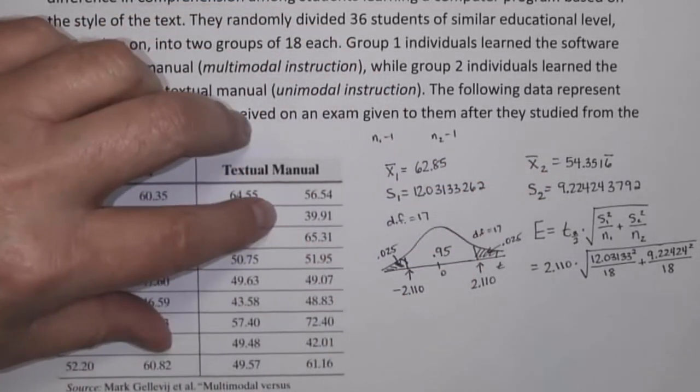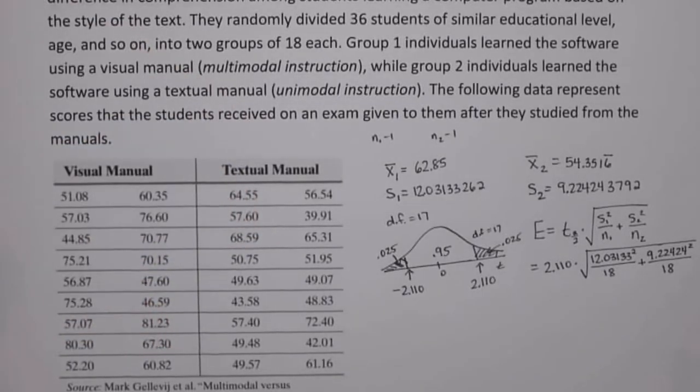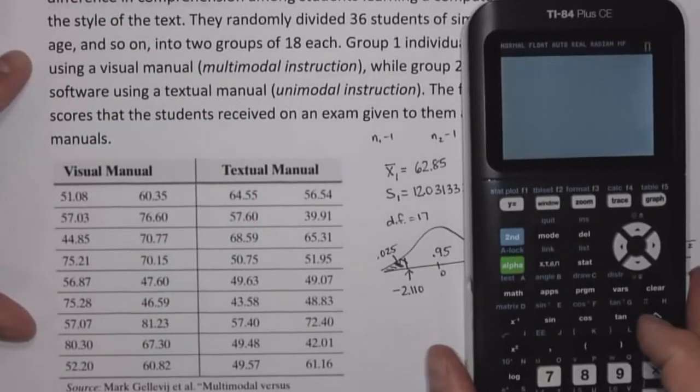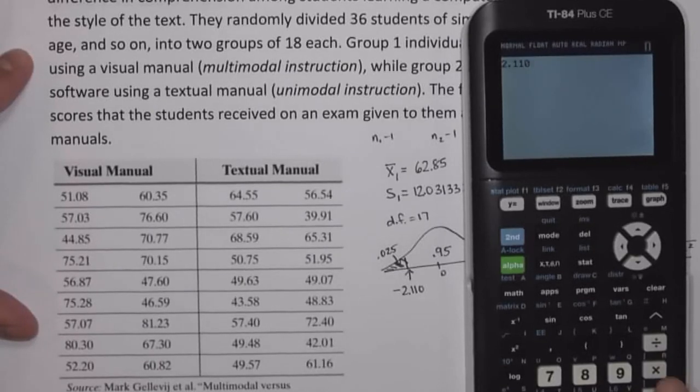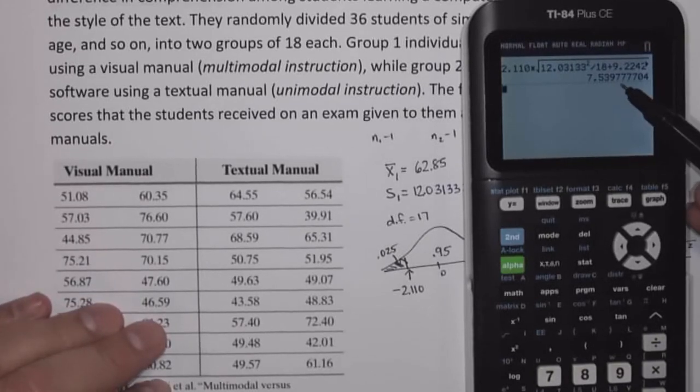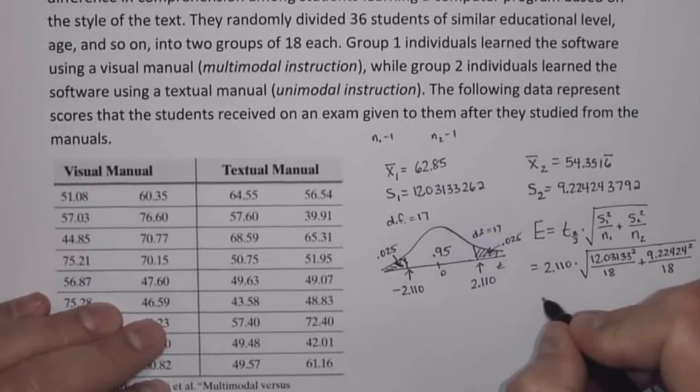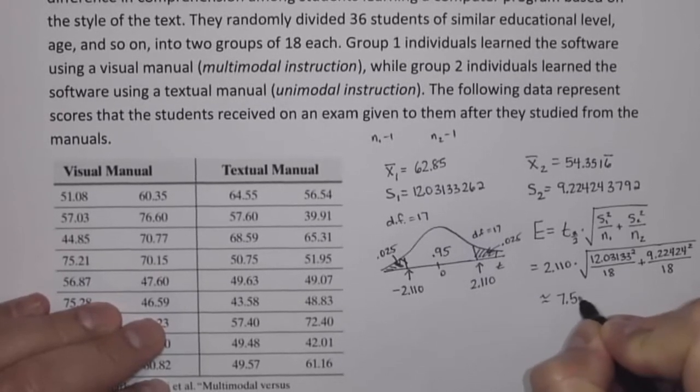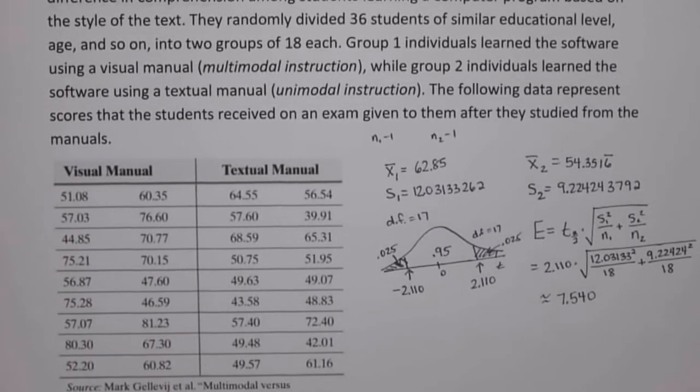So I'm going to calculate that. If I bring in my calculator, I have 2.110 times the square root of 12.03133 squared divided by 18 plus 9.22424 squared divided by 18. So that gives me 7.540 if I round to 3 places. So this is approximately 7.540. So that's my margin of error.